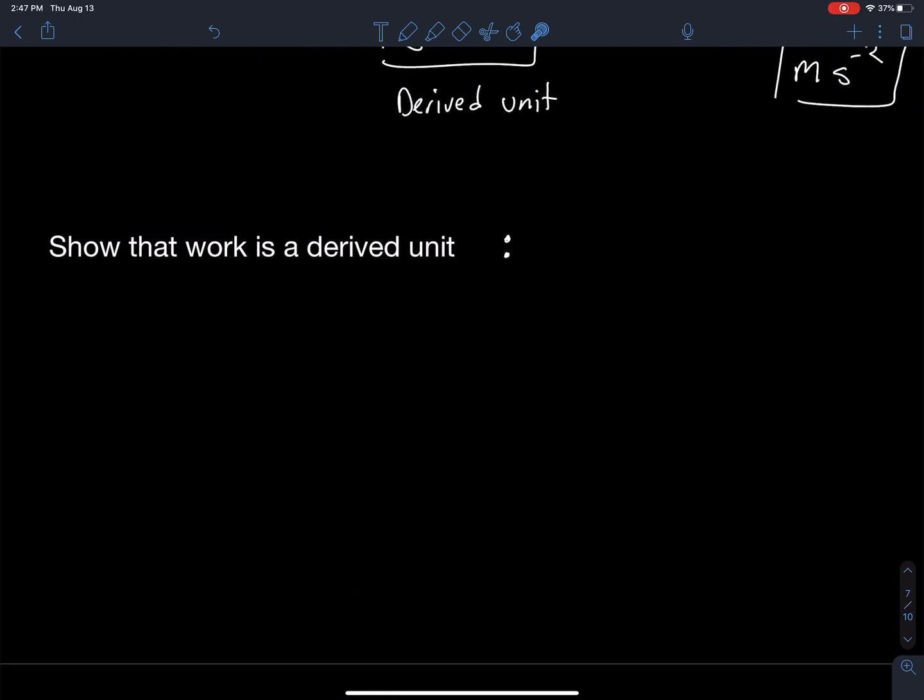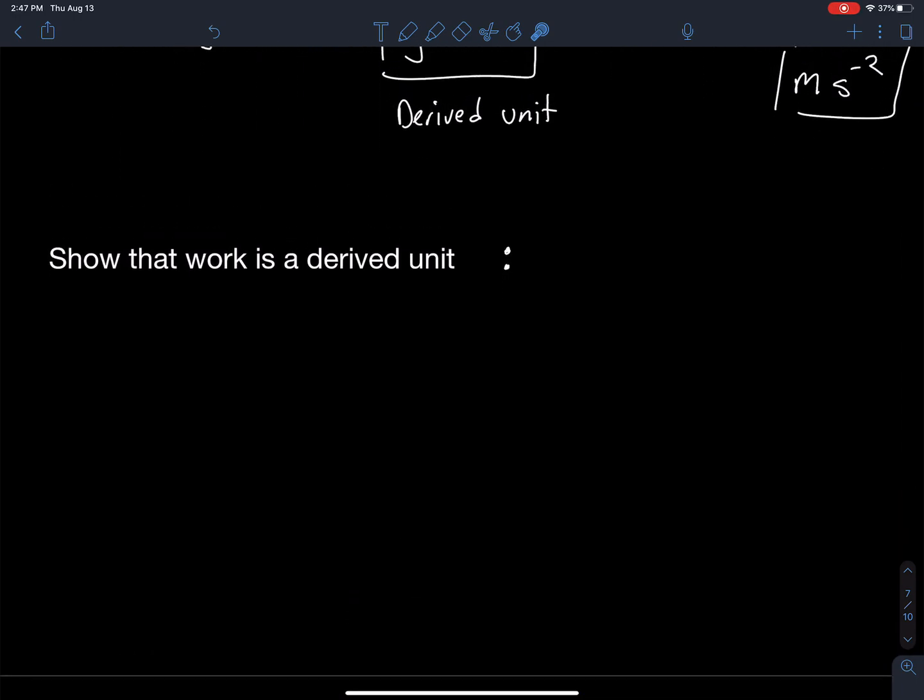Now, the last thing that we're going to do in this video is show that work is a derived unit. So how do I show that work is a derived unit? Well, work is equal to, do you remember from last year? Work is equal to mad. I know we talked a lot about that. Or work is equal to force times distance. That's how we got to work is equal to mad.